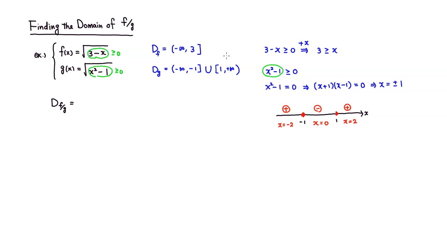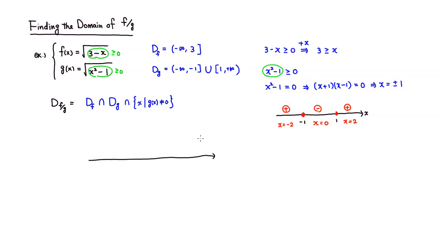Then, to find the domain of f over g, first x has to be in the domain of f, and at the same time, the intersection, in the domain of g. Here's one more complication when you have a fraction: we have to make sure that the denominator, in this case g of x, is not equal to 0. So we have to satisfy all three conditions. Let's do a number line so that we can determine this.